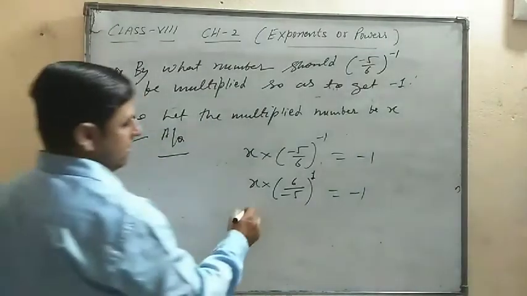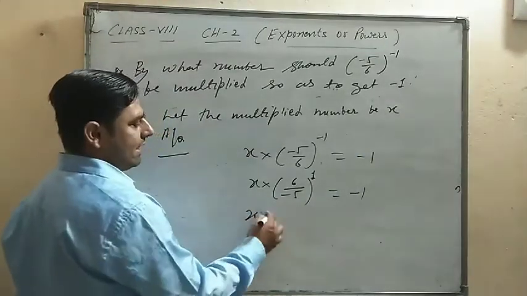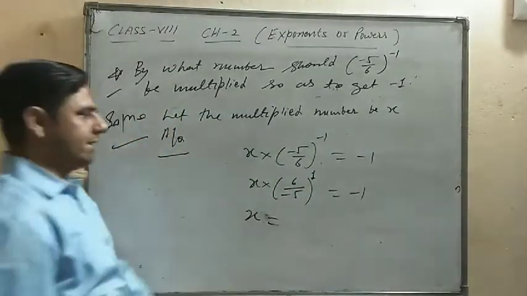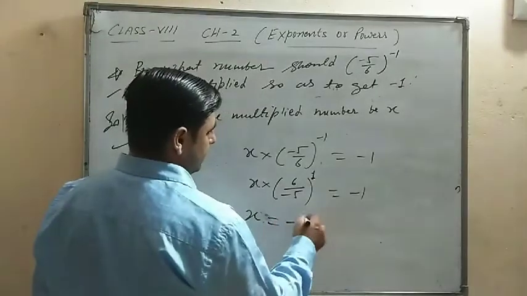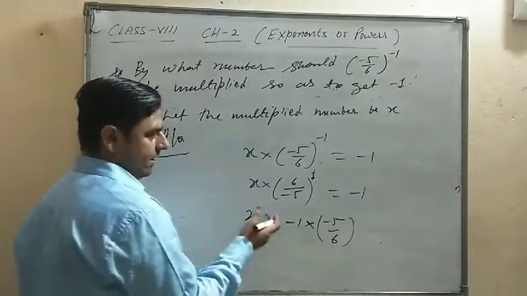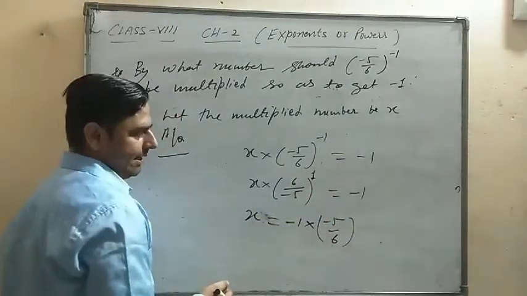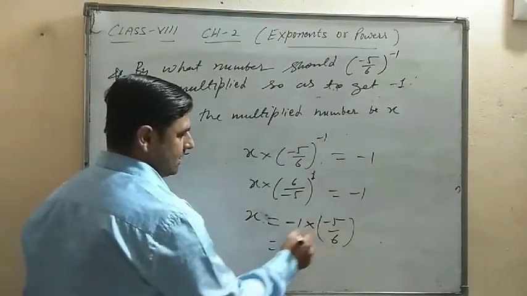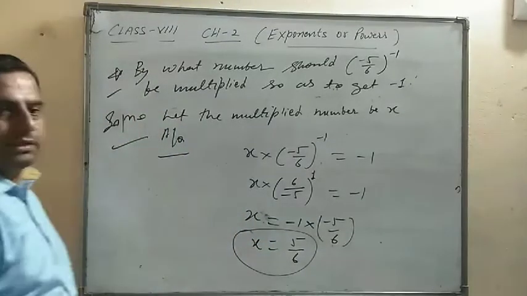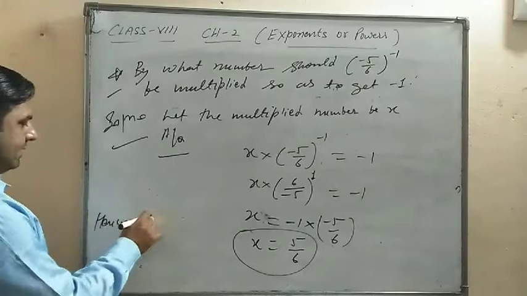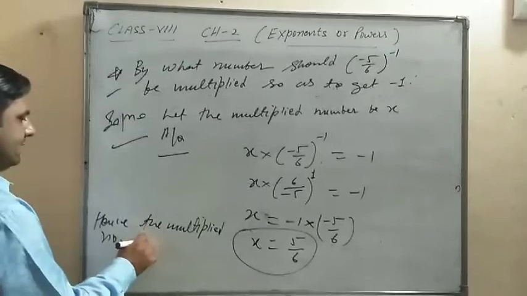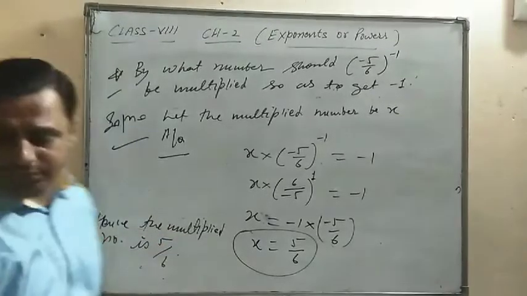After that, x will be alone on the left hand side, so this number will be written on the corresponding side, so minus 1 into minus 5 by 6. So it will be transposed to the corresponding side. So the result is minus minus plus 5 upon 6. So the multiplying number is 5 upon 6. Hence the multiplied number is 5 upon 6.